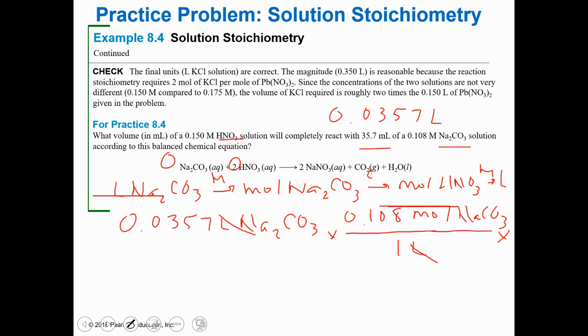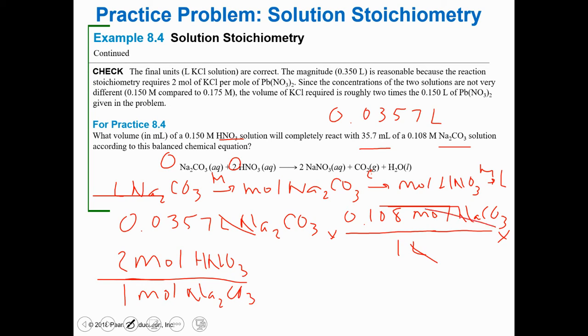So the sodium carbonate will go on the bottom. So I have 2 moles of nitric acid over 1 mole of sodium carbonate. Right, so then the moles of sodium carbonate cancel.